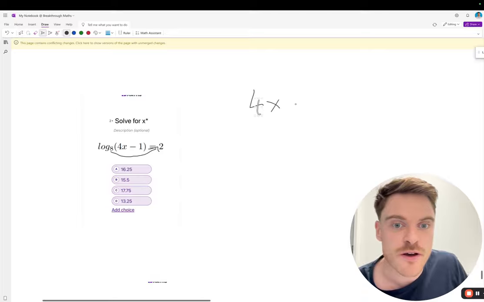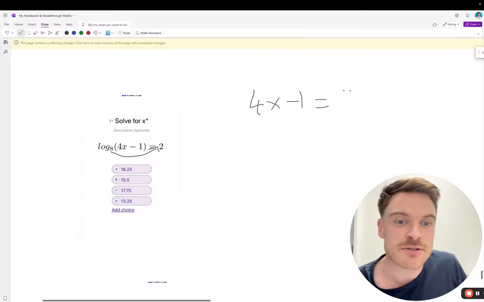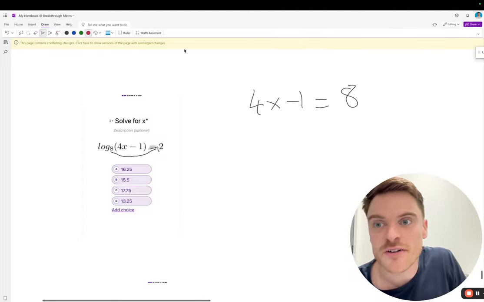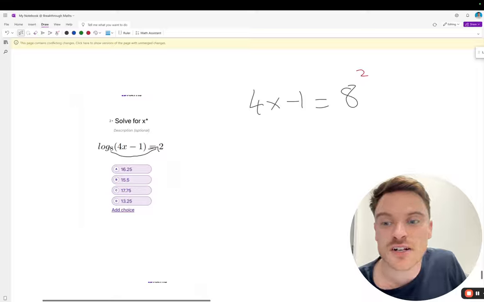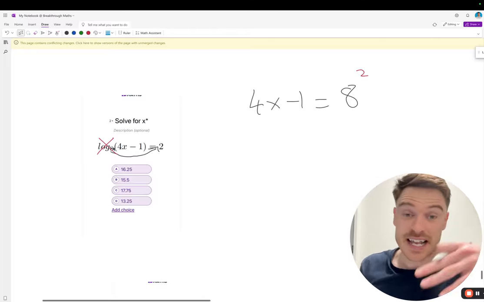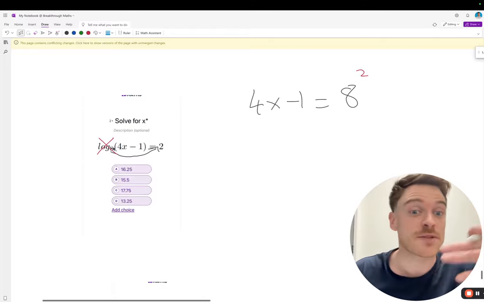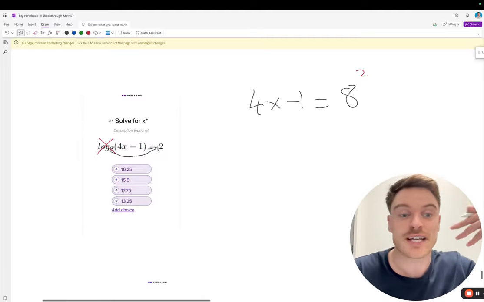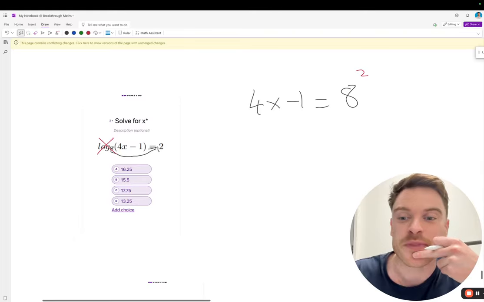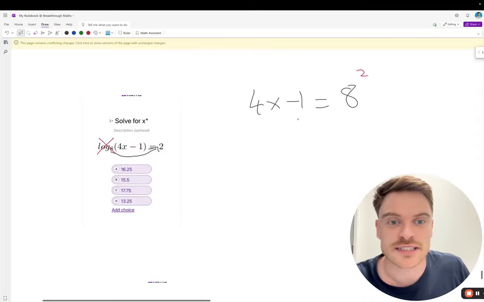So it ends up becoming 4x minus 1 is equal to 8 to the power 2. That's what the log does, and then the log is gone. Does that make sense? That is like logs 101. It just pushes up the other one. It's the way I think about it. And if you do that and you work it out, it's easy.